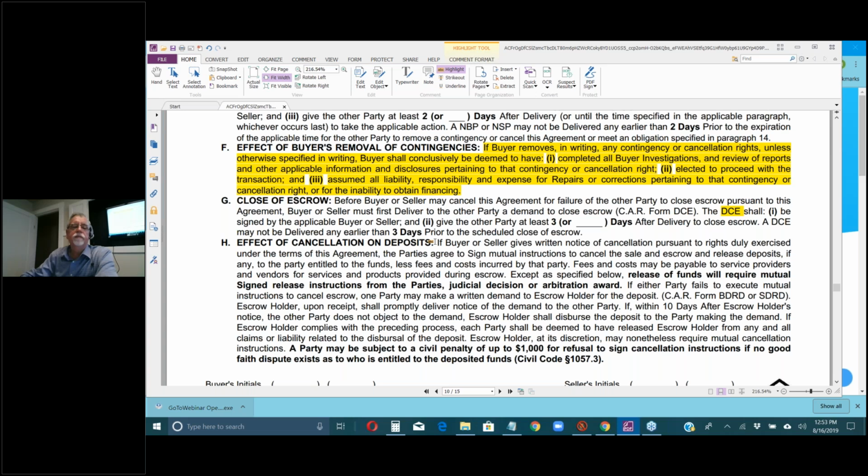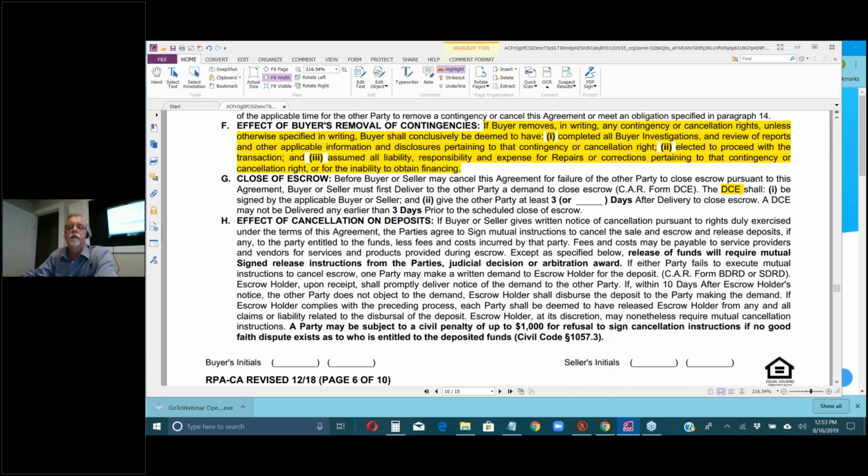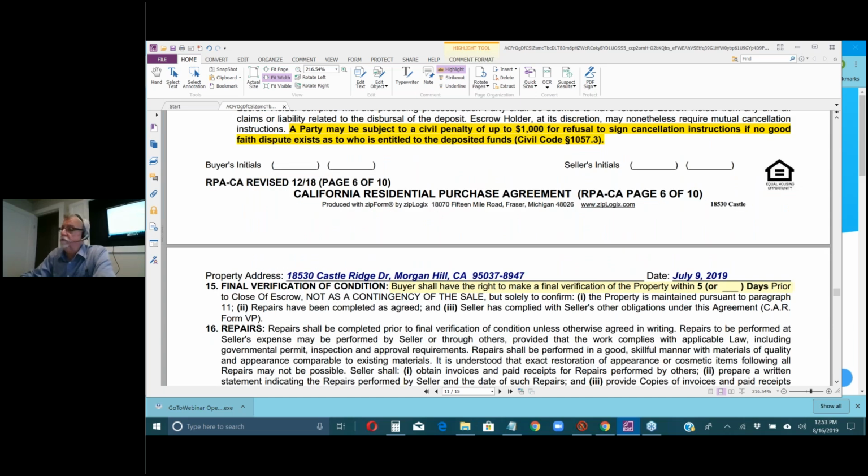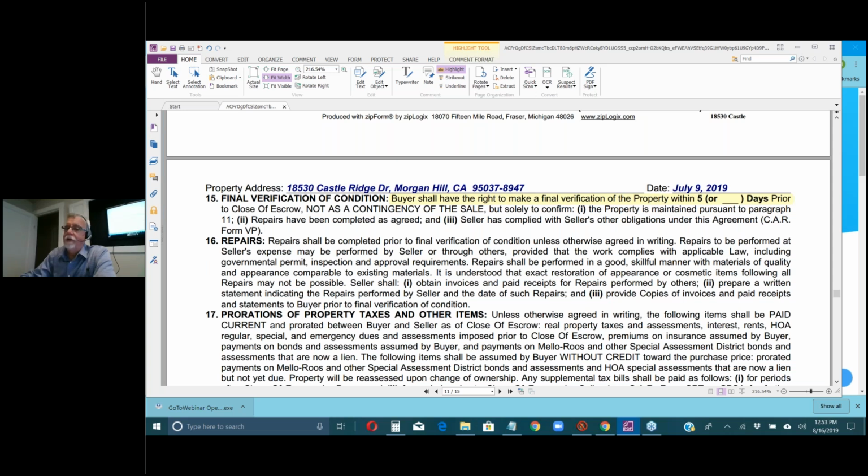But it says that if a party is fooling around in bad faith, in addition, they might have to give up $1,000. Final verification. We get this, there's been a lot of issues with this. Buyer has the right to make a final verification of the property within 5 days prior to close of escrow.